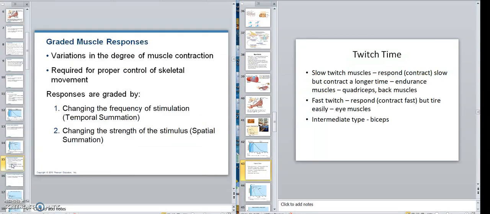Okay, we'll go a little further. Graded muscle responses. That's where I'm going to start another video, starting right here on graded muscle responses. Okay, thank you.